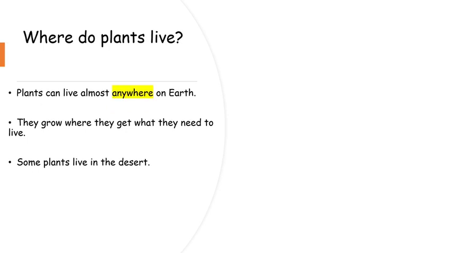Hello, grade one. Our science lesson today is about where do plants live? Plants can live almost anywhere on Earth. They grow where they get what they need to live.